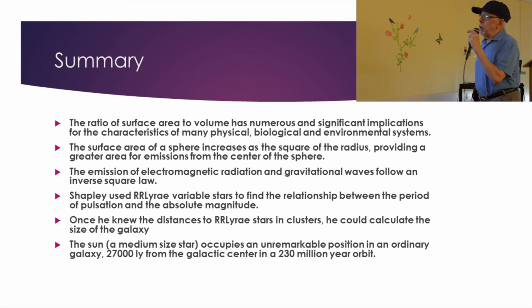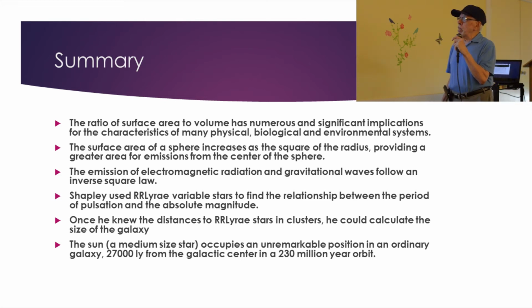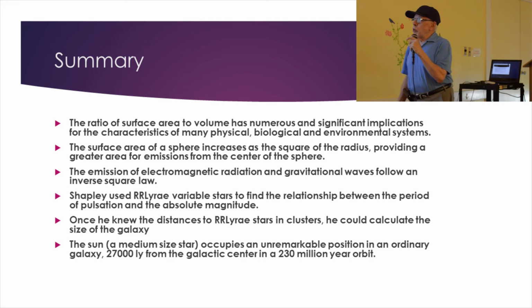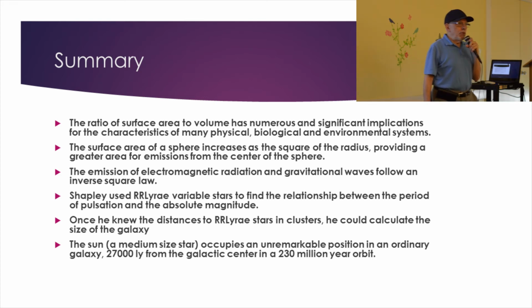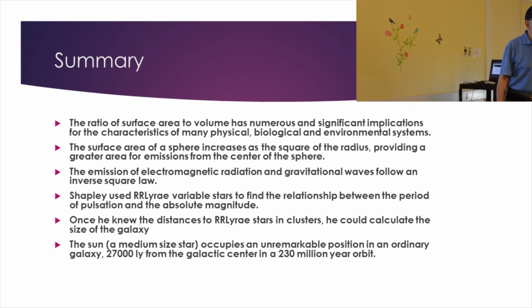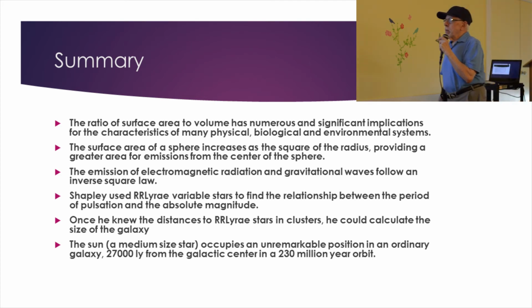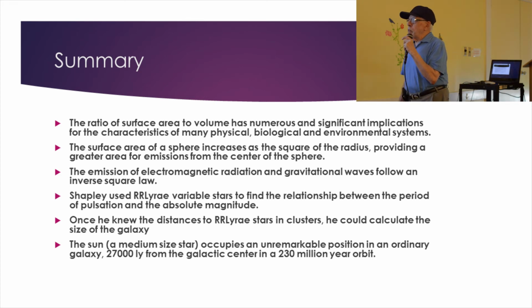The ratio of surface area to volume has numerous and significant implications for the characteristics of many physical, biological, and environmental systems. Surface area of a sphere increases with the square of the radius. So if you have a greater area for emissions from the center of the sphere, then you lose heat more rapidly if the ratio is high. The smallest ratio is for a sphere. The emission of electromagnetic radiation and gravitational waves follow an inverse square law.